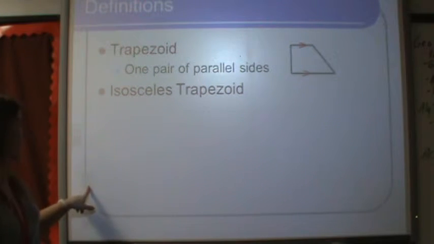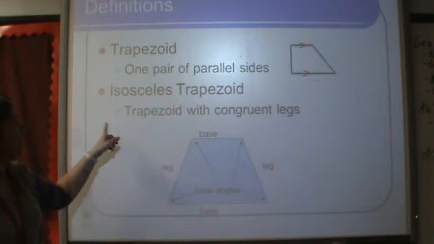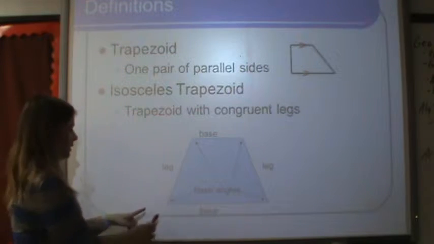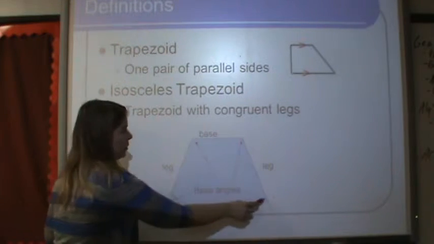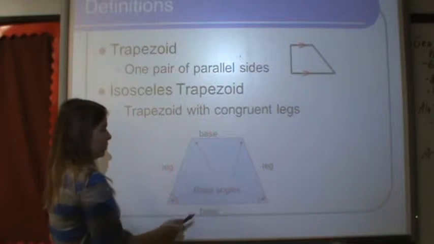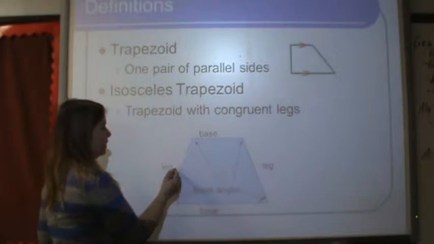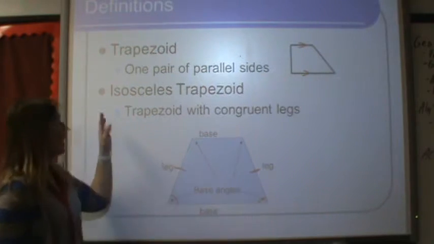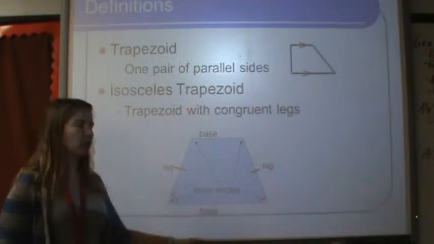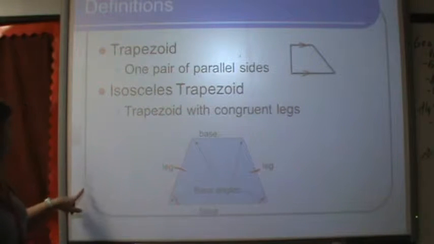In order for it to be isosceles, just like a triangle, it's a trapezoid that has congruent legs. This is a base angle, this is a base angle. Those are base angles. The parallel lines are always your bases, and then your legs here are the sides that are not parallel, and for it to be isosceles, those legs will be congruent.